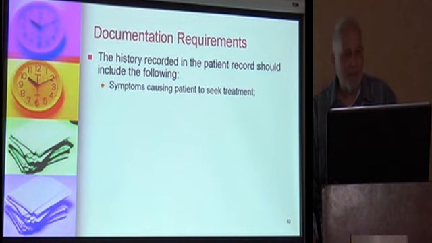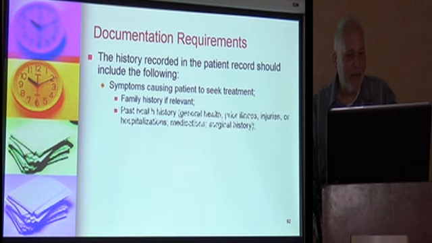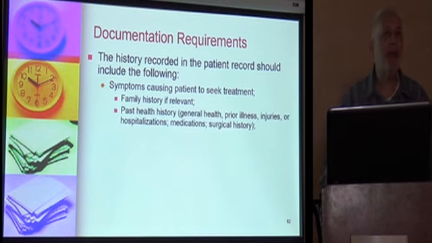If you look at Medicare, they go through the same thing. They say what symptoms are there, what family history. So these are things that you can pick up with a form. You don't need to ask the patient. You can hand them a systems review, and it'll have family history on it.